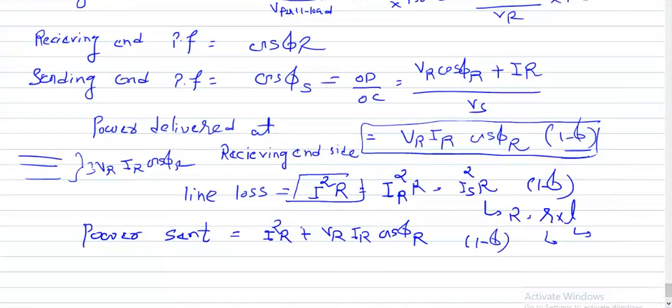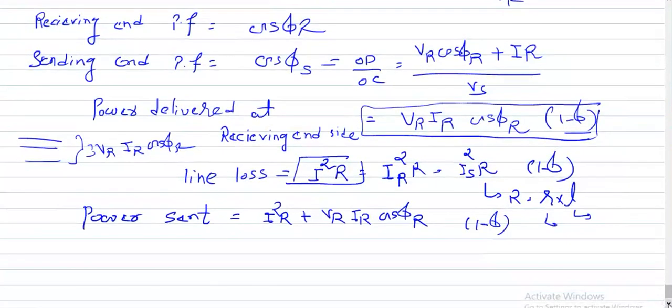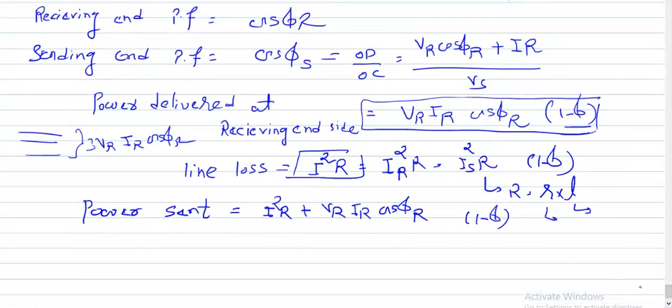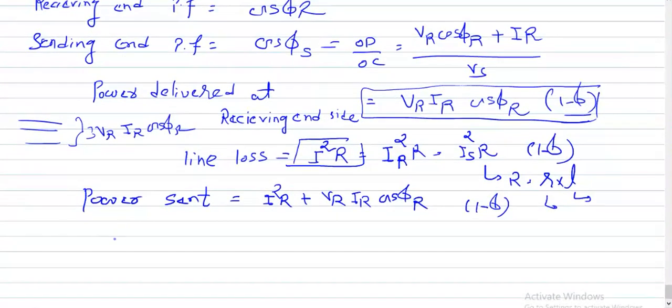Basically, if you see this equation, here we are not considering the skin effect, corona effect and other effects. We only consider the I squared R loss. There are other losses also.